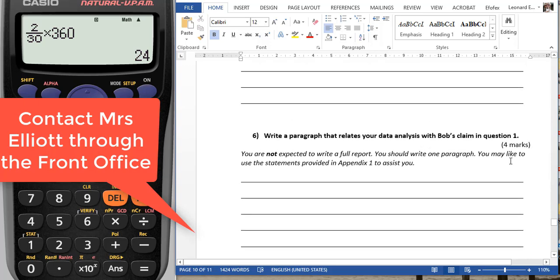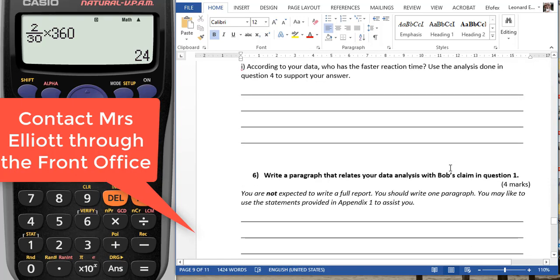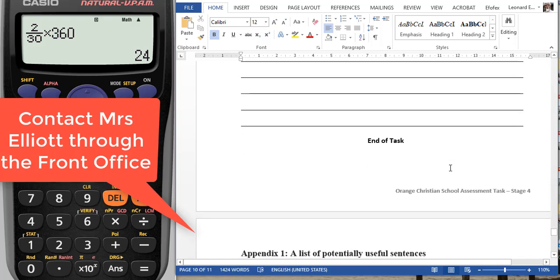And you can see the marks that are allocated for each question with the question there. Please don't hesitate to contact me if you've got any questions about this task, but the students are using class time in which to complete the task.